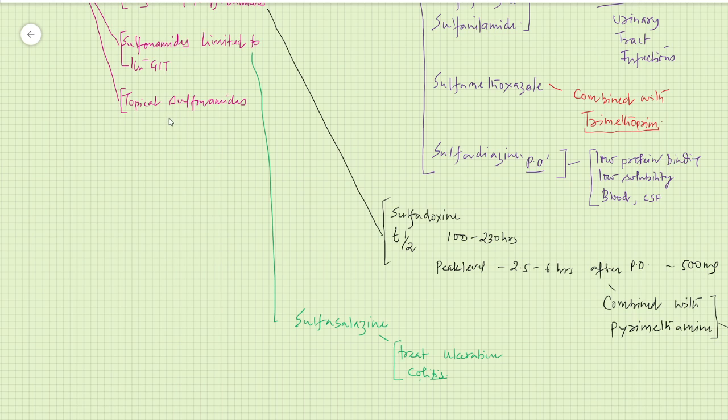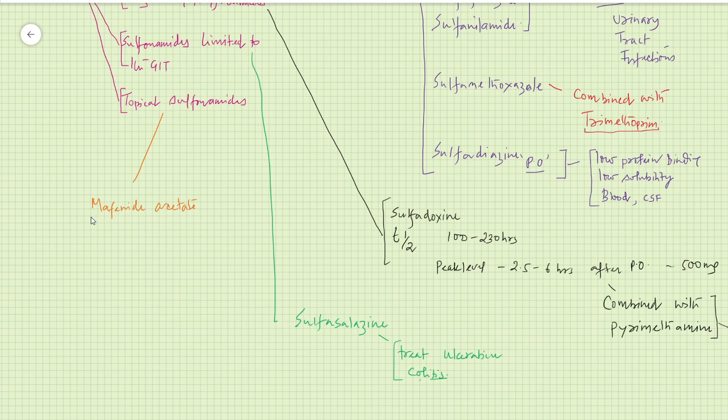So then there are topically used drugs. So what are topically used? Topically means it's used locally, okay, maybe on the skin. And the important drug that has been used historically is a drug called mafenide acetate. Okay.